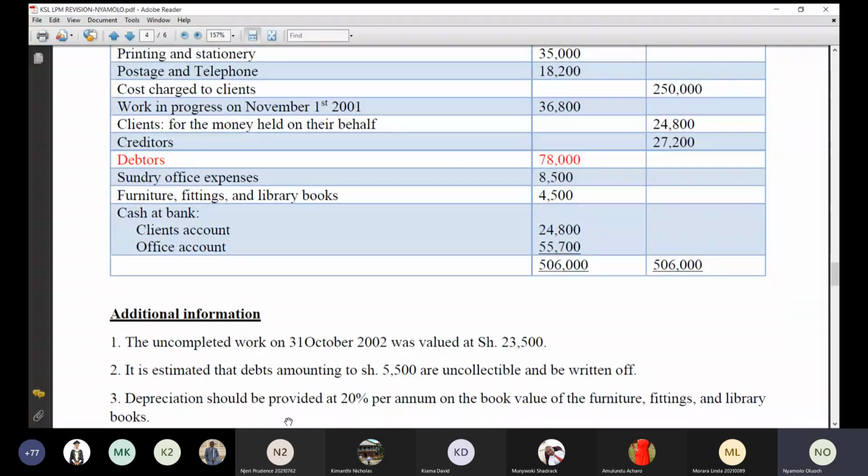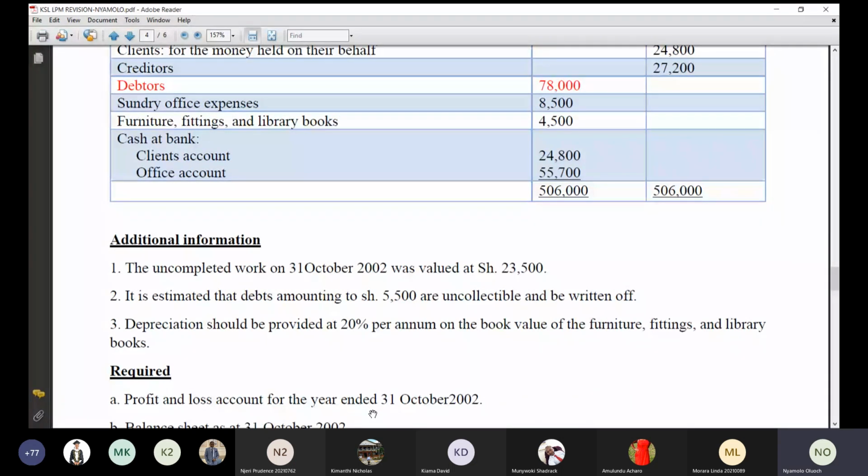Then additional information. The incomplete work as at 31st of October was valued at 23,500. I think we've talked about this. It's the closing. It is estimated that debts amounting to 5,500 are uncollectible and are to be written off. Depreciation should be provided at 20% per annum on the book value of the furniture, fitting, and library books. We know what book value is as at now.